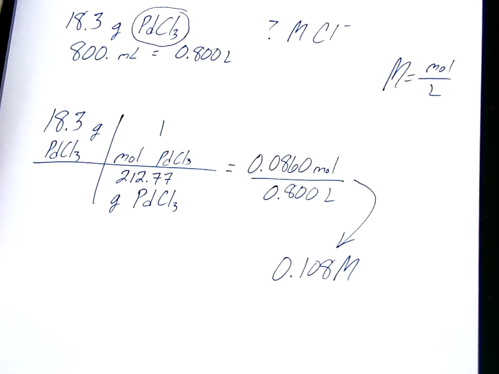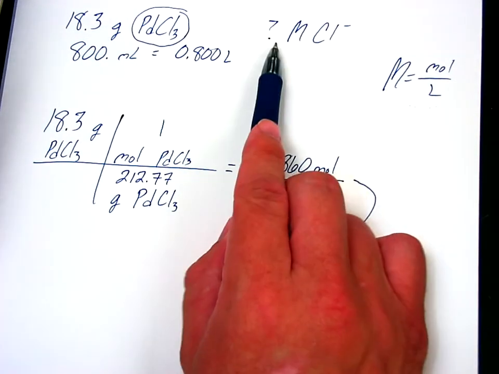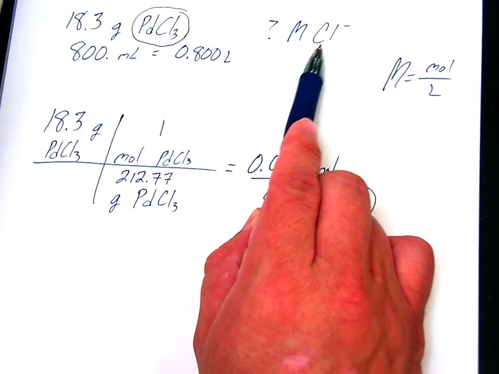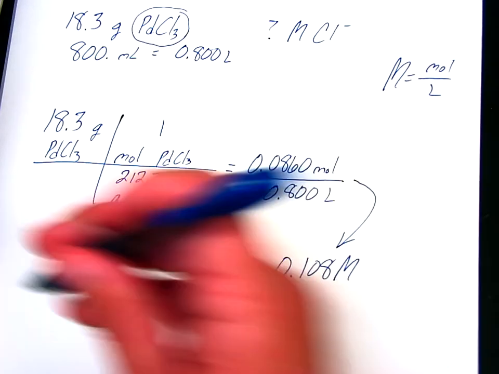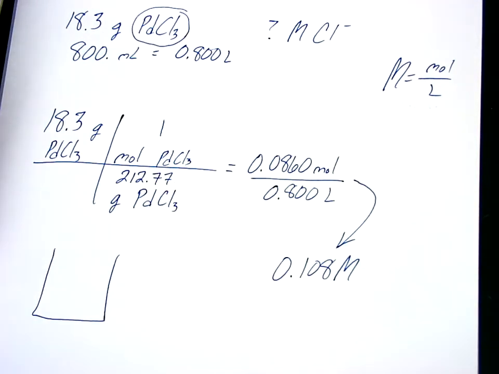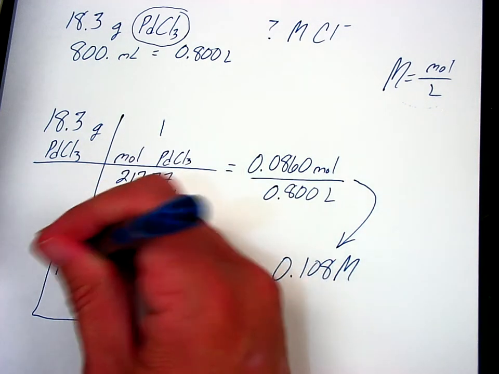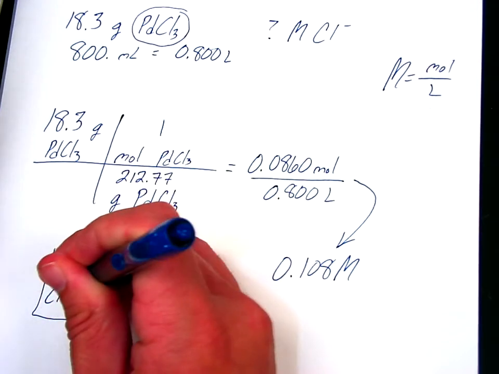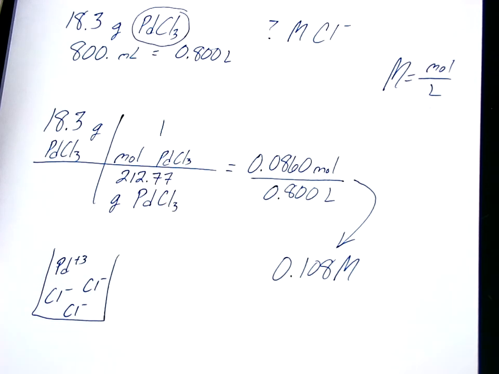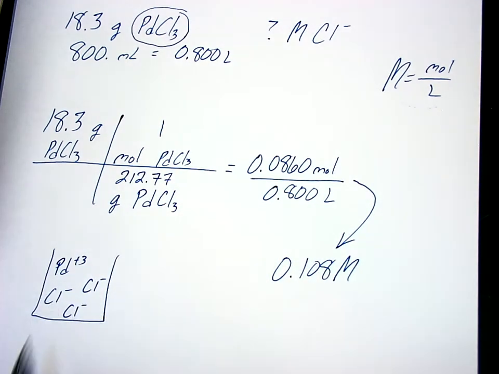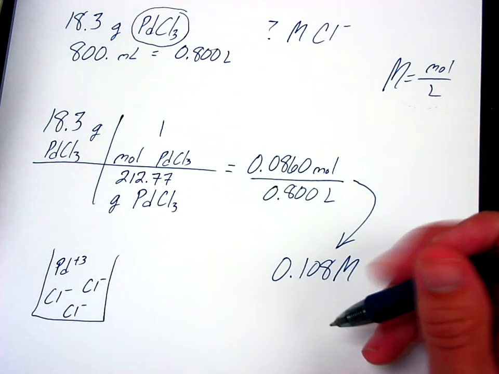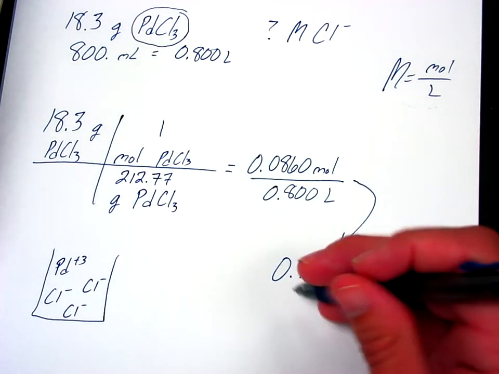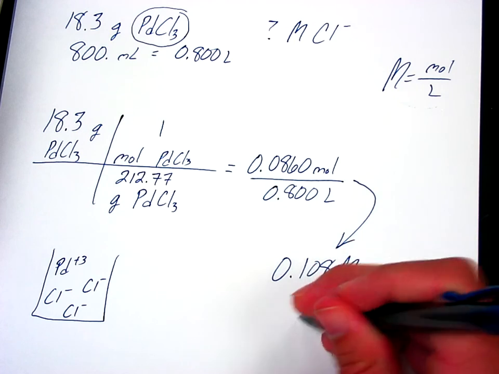But remember, we're not looking for the molarity of the entire compound in solution. We're looking for the molarity of just the chlorine ions. So realize that if we were to dump this in and have it create the solution, it's going to do this. And you'll notice that the chlorine ions are actually going to be present at 3 times as much as the original molarity, which is why the extra step here is going to be to multiply by 3.